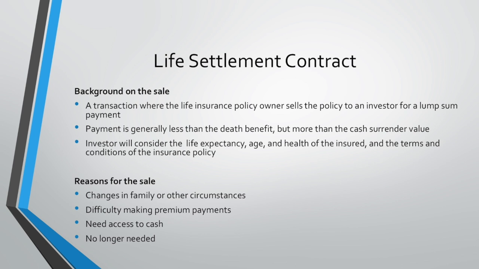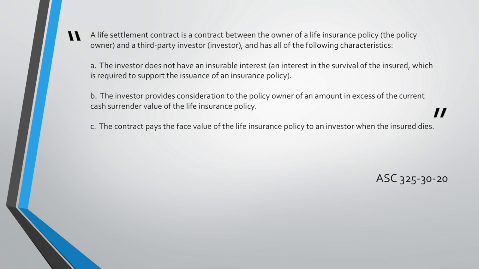Many reasons exist for the insured to sell their policy. Family changes and financial difficulties are two reasons. Now that we have a definition for what a life settlement contract is, let's look at the accounting standard codification 325-30-20 that states the characteristics.